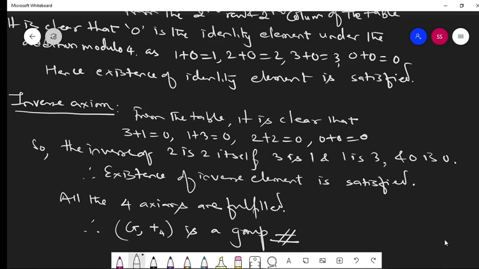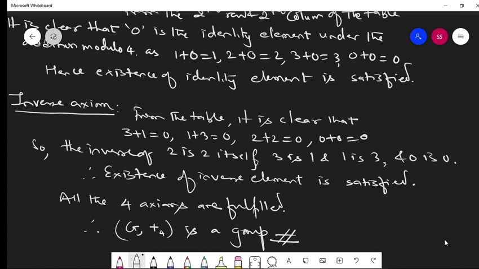You can see 0 times 0 is 0, 0 times 1 is 0, all 0. 1 times 0 is 0, 1 times 1 is 1, 1 times 2 is 2, 1 times 3 is 3, 2 times 0 is 0, 2 times 1 is 2, 2 times 2 is 4, and 4 is 0, 2 times 3 is 6, and 6 is 2, 3 times 0 is 0, 3 times 1 is 3, 3 times 2 is 6, which is 2, and 3 times 3 is 9, which is 8 plus 1, so 1. This is the table.